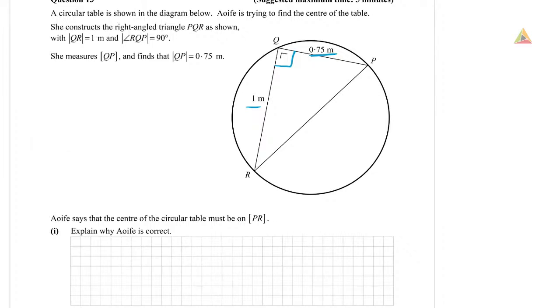Okay, well, we were told that the angle PQR was 90 degrees, which means that PR must be a diameter, or is a diameter. And for that reason, the centre of the circular table must be on PR.